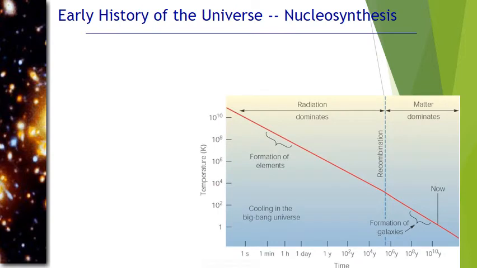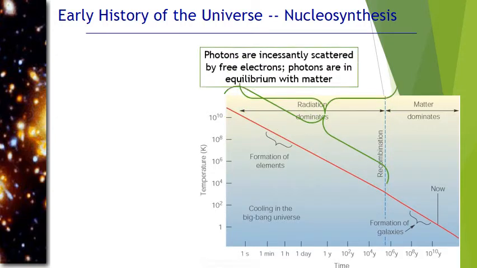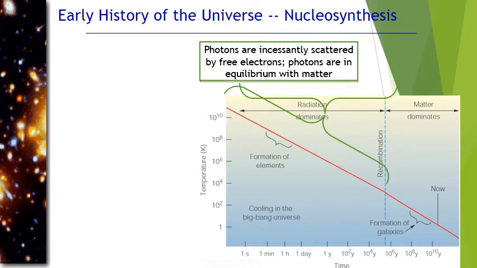Okay, going back in time, even before recombination to an even hotter and denser time, the entire universe essentially resembles the core of a star, where temperatures and pressures are high enough for protons to collide with each other and fuse. And this is what's called the nucleosynthesis phase of the early Big Bang.